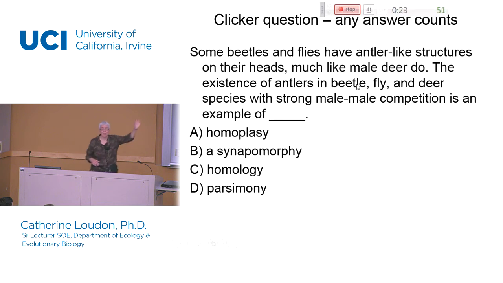And in fact, the presence of antlers is associated with male-male competition in these different groups. So what is this an example of? Homoplasy, synapomorphy, homology, parsimony? What do you think? Chat with your neighbor, click in, and I'll see what you guys think. Another example of a former test question, by the way.